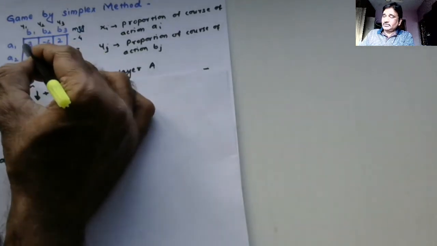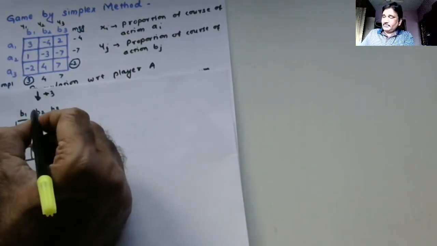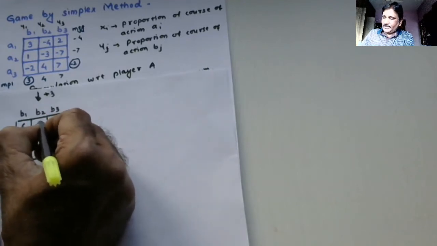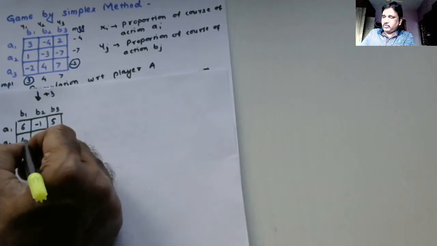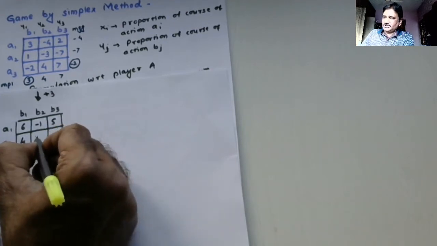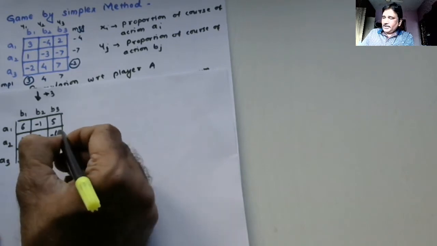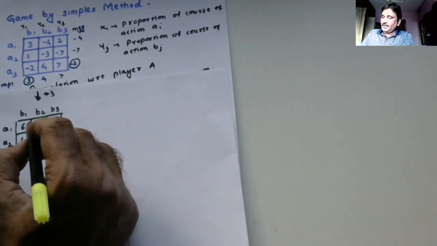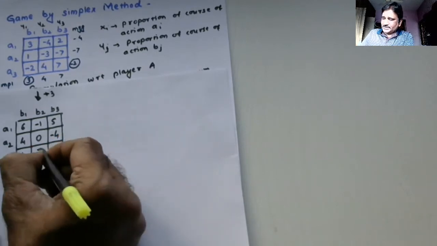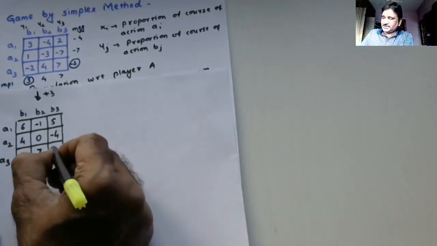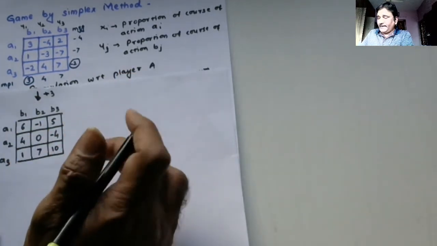So this 3 plus 3 will become 6, then minus 4 plus 3 will make it minus 1, 3 plus 2 will make it 5, 1 plus 3 is 4, minus 3 plus 3 is 0, minus 7 plus 3 is minus 4, then minus 2 plus 3 will make it 1, 4 plus 3 will make it 7, and 7 plus 3 will make it 10. To all the elements I have added 3.